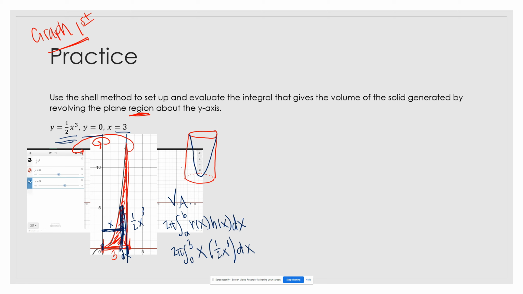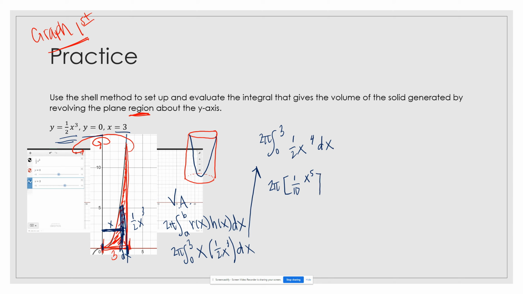Now we can integrate this by hand. It's not too hard. We're going to distribute in this x. So I'm going to write up here so I have a little bit more room. So we're going to have 2 pi integral from 0 to 3, and then this is going to be 1/2 x to the 4th dx. When you integrate, you are going to increase your exponent by 1, and then you're going to divide by that, and so we're going to have 2 pi. And increasing this by 1 is going to make it 5, and then dividing by 5 is going to make this 1/10. So we have 1/10 x to the 5th.